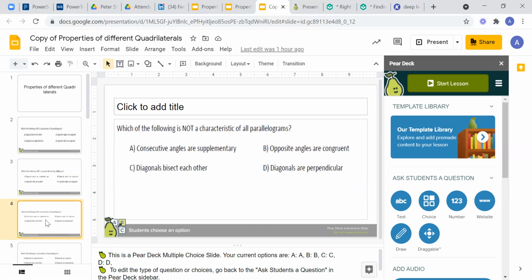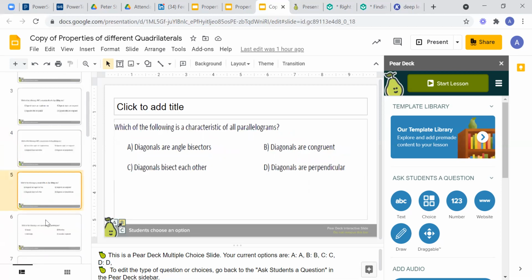The next question says, which of the following is not a characteristic of all parallelograms? A says the consecutive angles are supplementary. Yes, in a parallelogram, angles next to each other add up to 180, so they are supplementary. B said opposite angles are congruent. Yes, opposite angles are congruent. C, diagonals bisect each other. That's true. Diagonals are perpendicular. No, in a parallelogram, diagonals are not perpendicular. Diagonals are only perpendicular in rhombuses and what? Squares.